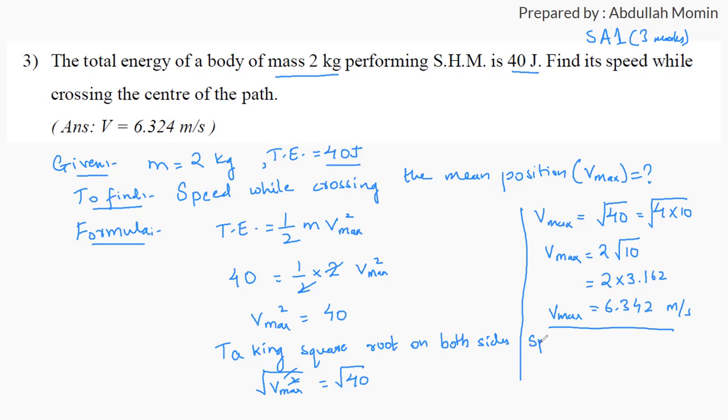So we will write, speed of particle while crossing the mean position is 6.342 meter per second.